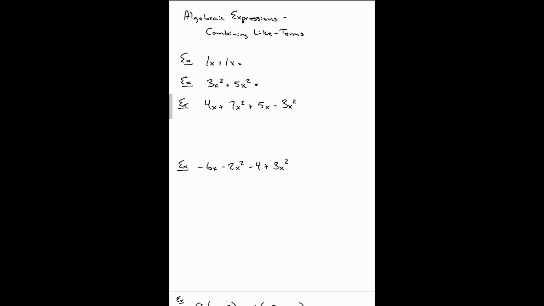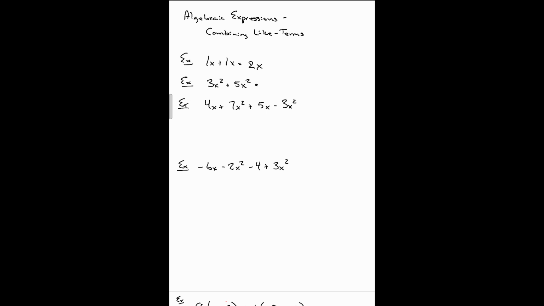Well, they're both the same letters, so we can actually just add the coefficients. So 1 plus 1 would be 2, and then an x comes along for the ride. So 1x plus 1x gives us 2x's.